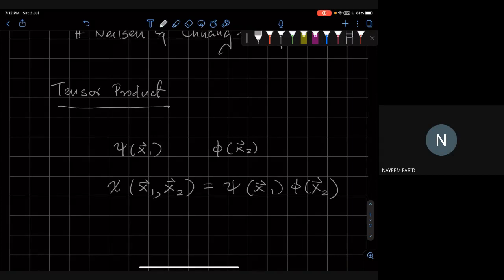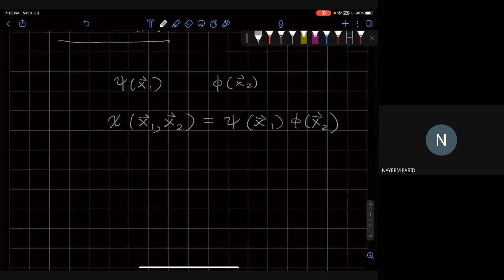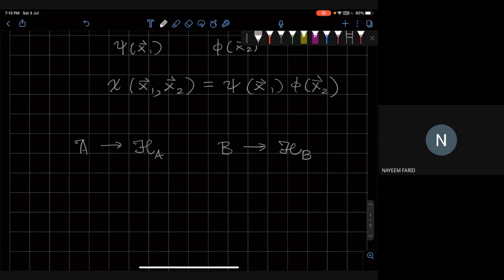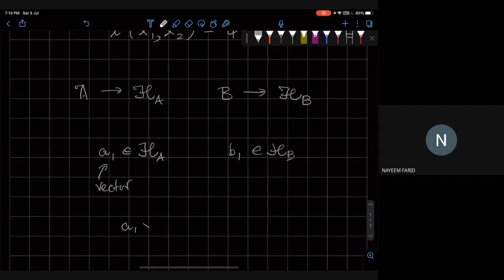So we talked about tensor products, and in the abstract, we discussed, suppose we have a quantum system A, which is described by a Hilbert space H_A, and a quantum system B, which is described by states in Hilbert space H_B, right? So a tensor product of these two spaces can have states such that you take A1 from the first Hilbert space. So this is a vector. And you take B1 from the second Hilbert space. Then A1 cross B1 is a tensor product which lives in H_A cross H_B.